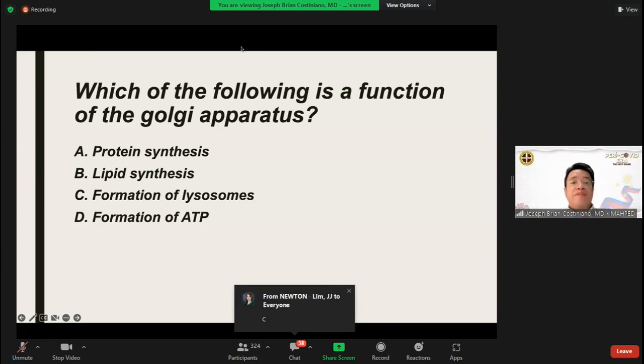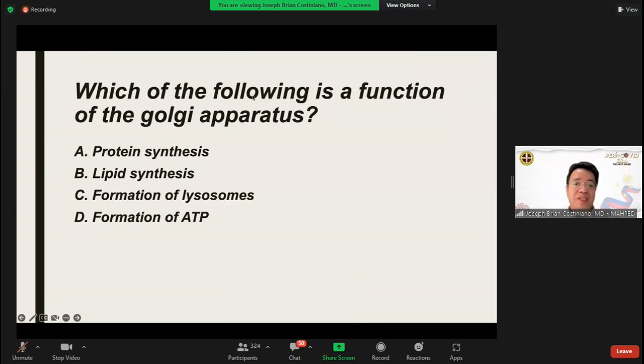So ano ba ang function ng Golgi apparatus? Now, during the board exam, always be careful of qualifier words, no? All of the following, none of the above, not a function. Kasi minsan parang na-excite tayo, ay hala, napaka-simple ng question. Yun pala ang tanong, not a function.